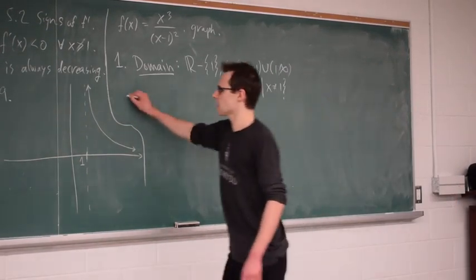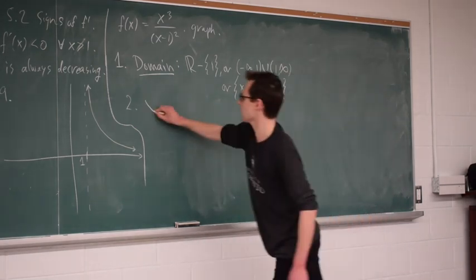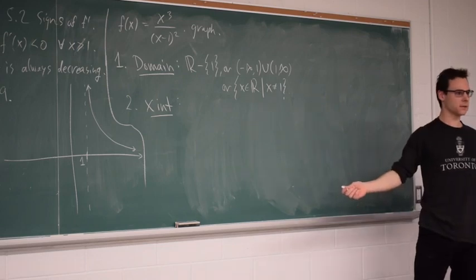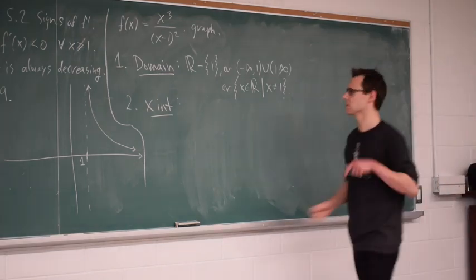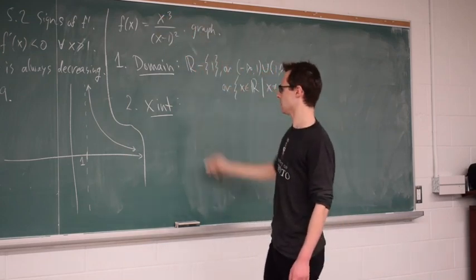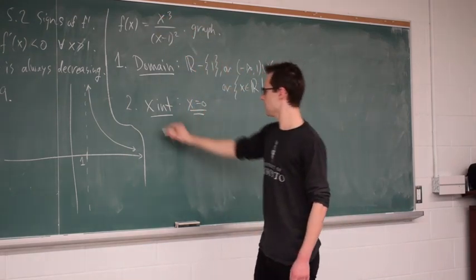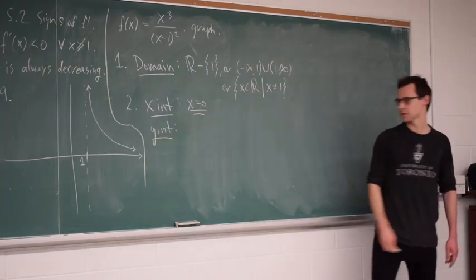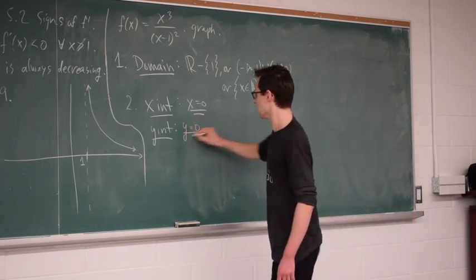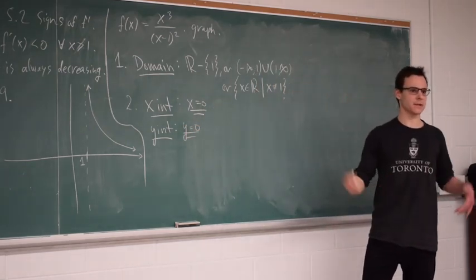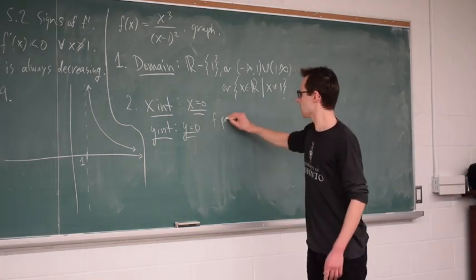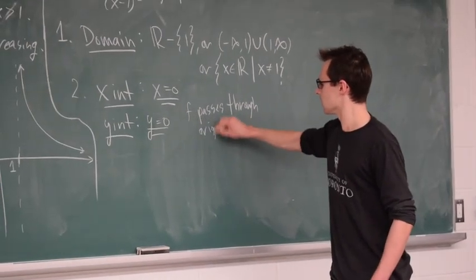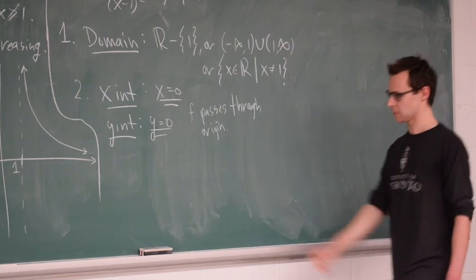Step 2: x and y intercepts. What's the x-intercept? Come on, quick. X equals 0. Very good. Set it to 0. The top must be 0, so x is 0. The y-intercept is the easy one. You sub in x equals 0. What do you get? 0. Cool. So these two together tell us that f passes through the origin. That's useful information right there.